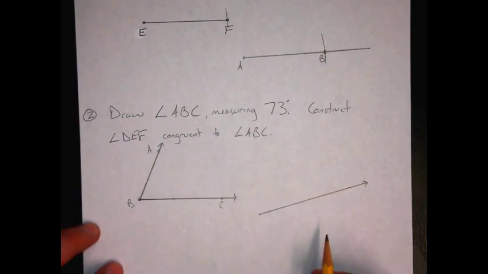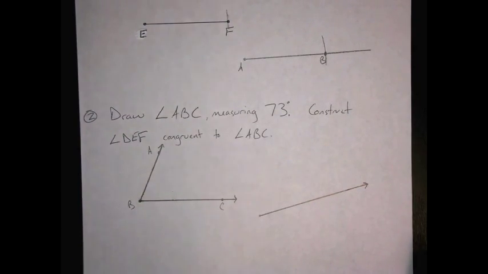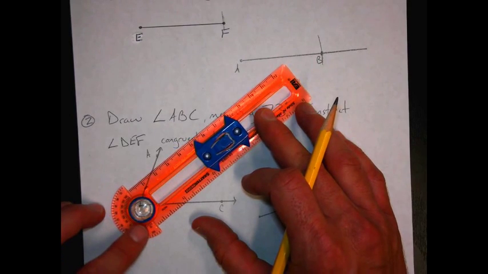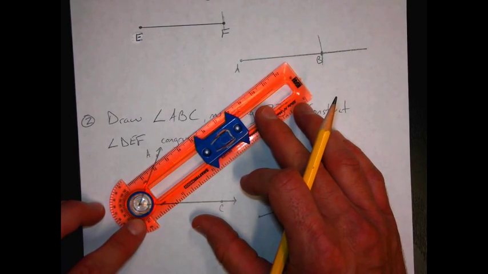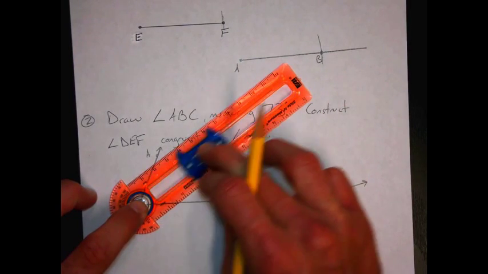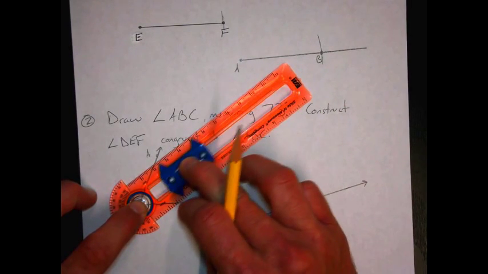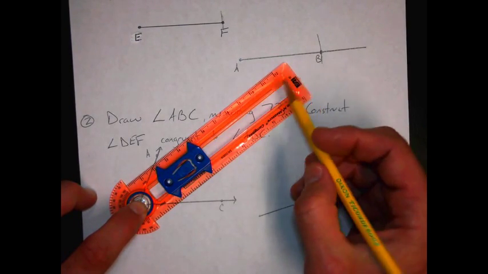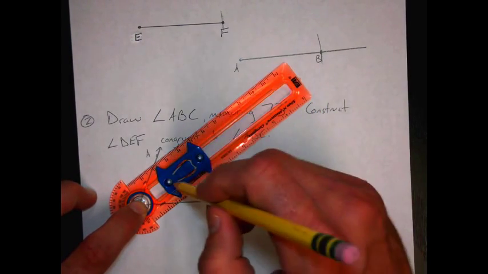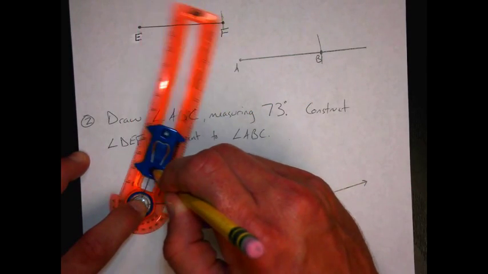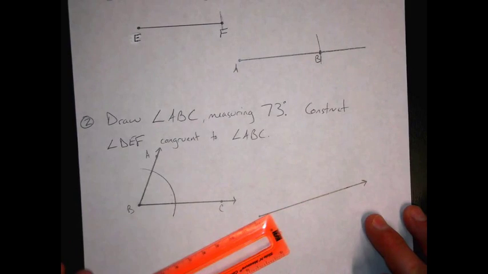Now, this is where stuff gets tricky. On the original angle ABC, we line up the center of the compass at the vertex of our original angle. And then we adjust the radius to make it somewhat close to the vertex, like give it a little space. And then what we can do is scribe an arc through both sides of the angle.